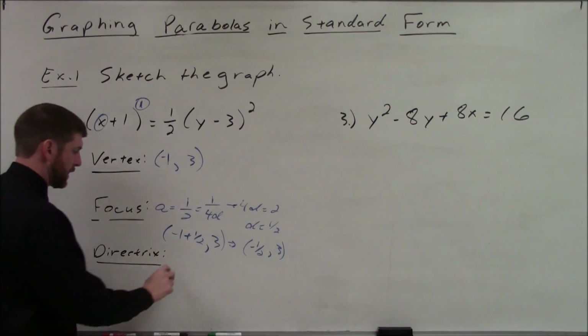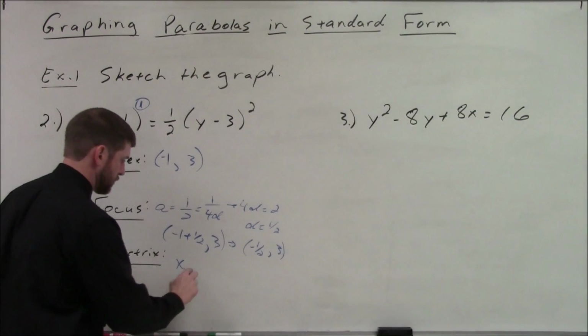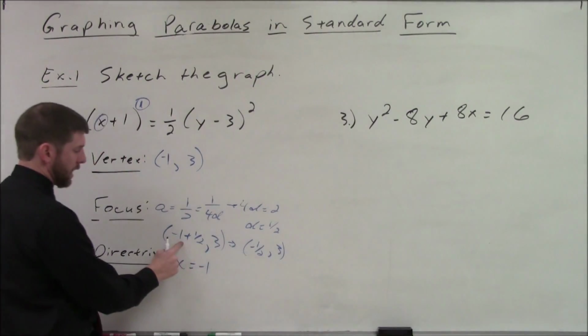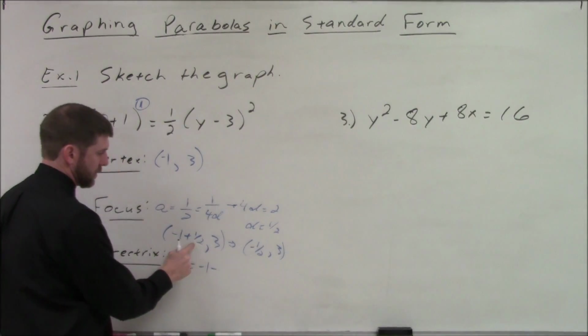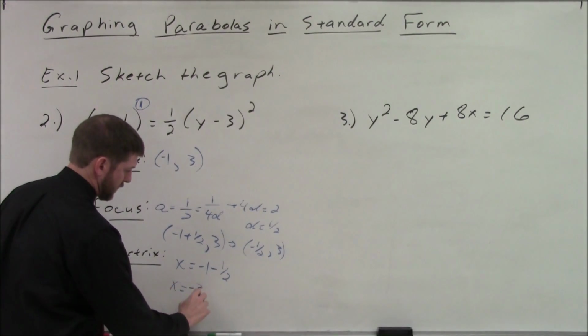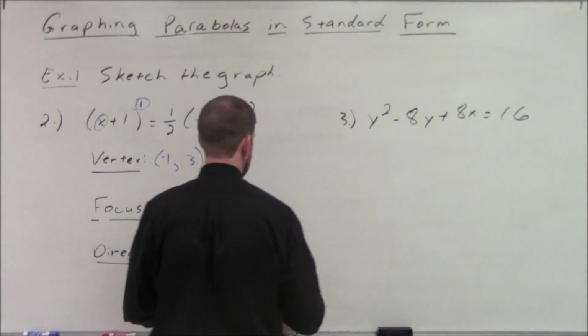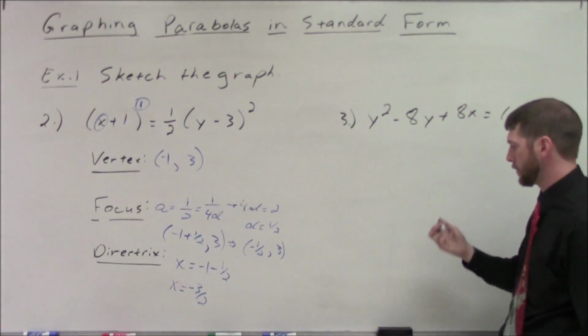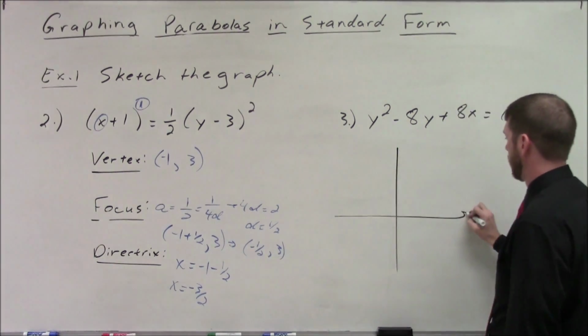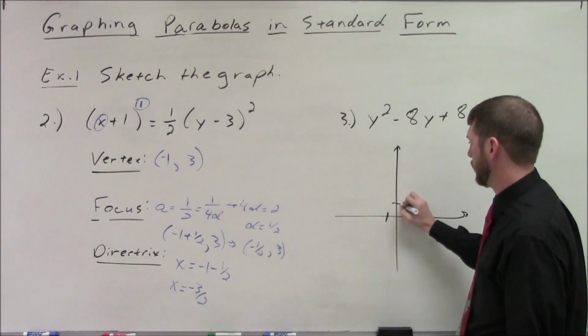Directrix, we're going to go the other way. Again, x is the linear term, so we're going to go x equals, and we're going to do our x coordinate minus our d, which is 1/2. So we get x equals -3/2. Now, from there we just put it all together on the graph. So vertex is at -1, 3.